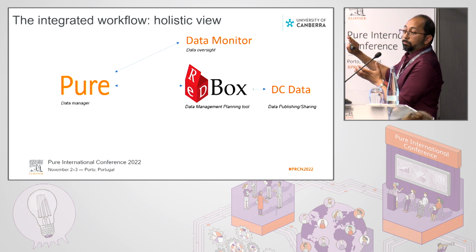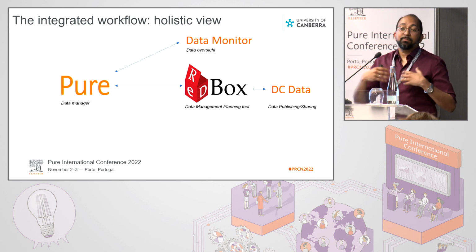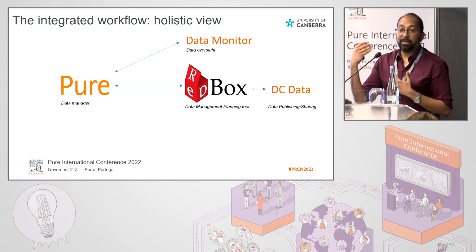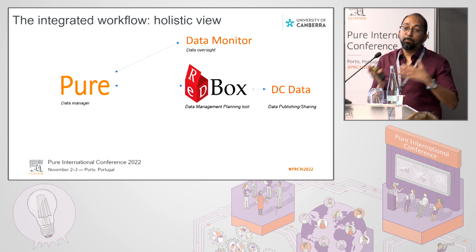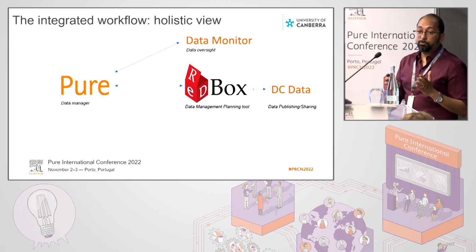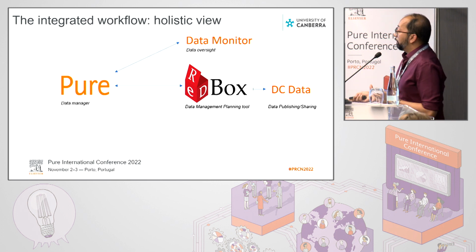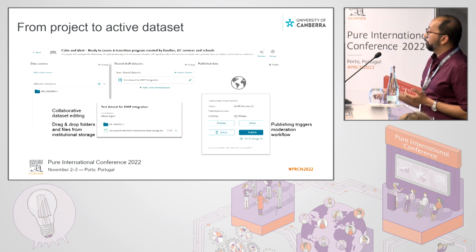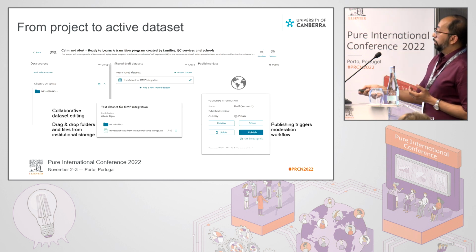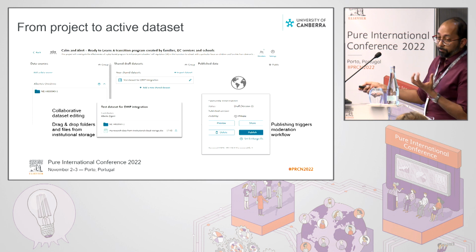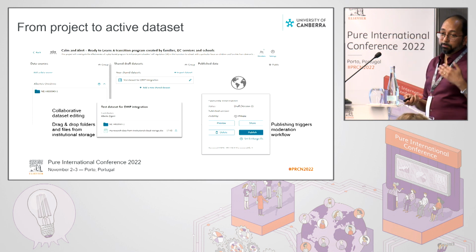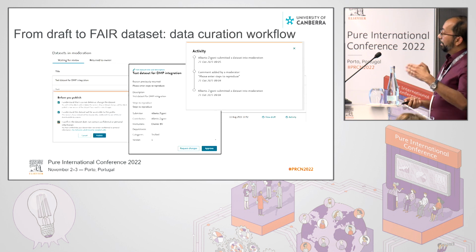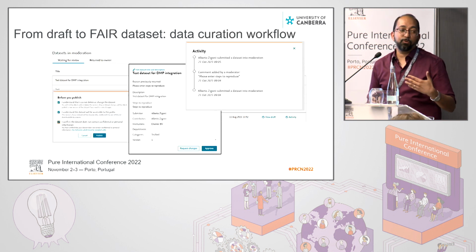It allows them to go into DC Data to think about publishing data sets or even adding collaborators, and use that as a workspace first, having their project sitting on there while they want to distribute or publish data sets. So again, they are able to get from a project to an active data set, and they can just publish it. And once they publish it, it kicks in our moderation workflow that comes back to me and my team.